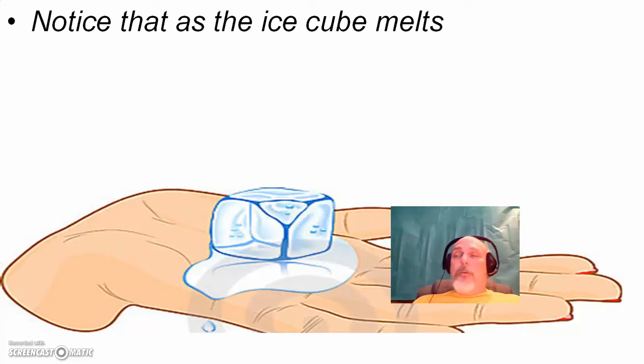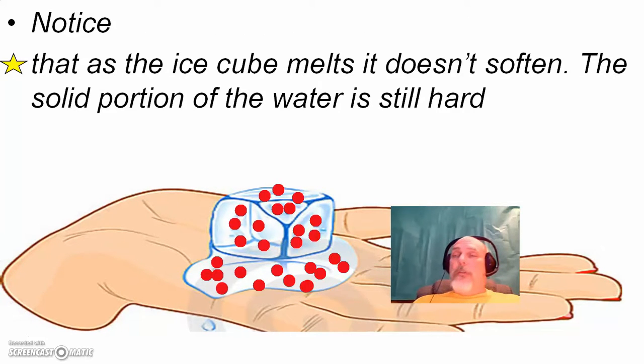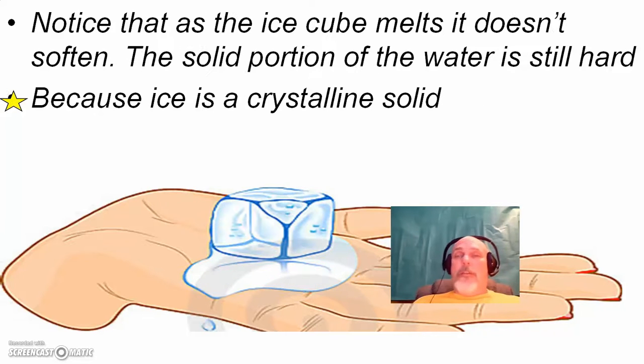An important thing to notice is that as the ice cube melts, the ice cube does not soften. The solid portion of the water is still hard. So this solid, the ice cube, is still hard. It's not softer than the ice cube was before. The liquid particles can change shape and move around, change position. They are not in the same rigid, fixed position as they were in the solid.